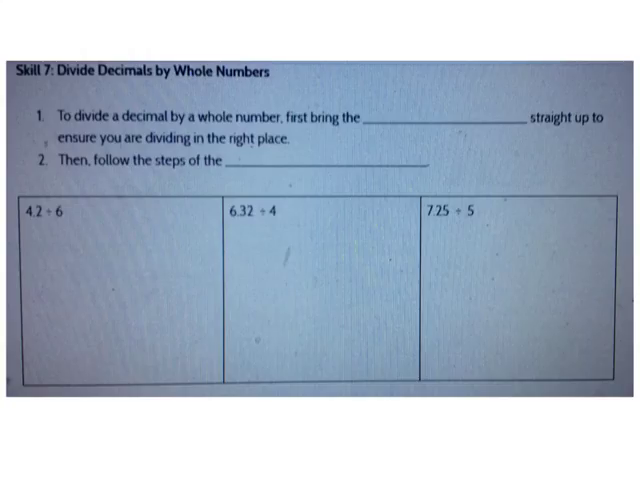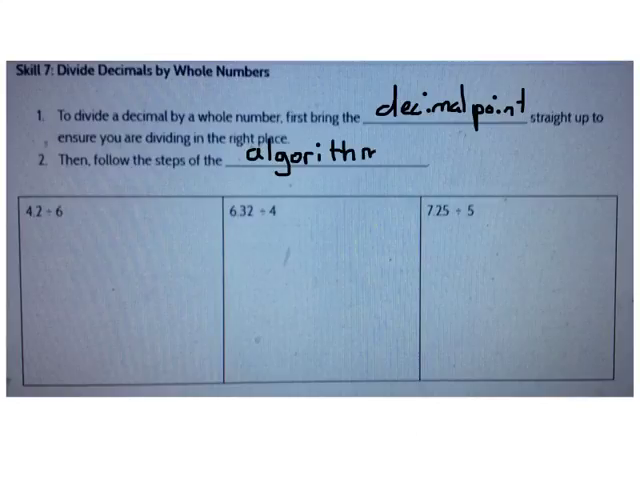We also divided decimals by whole numbers. Remember, when we divide a decimal by a whole number, we can first bring the decimal point straight up to ensure we're dividing in the right place. Then we can follow the steps of the algorithm. Let's do an example. What's 4 2/10 divided by 6? First, we need to bring the decimal point straight up.